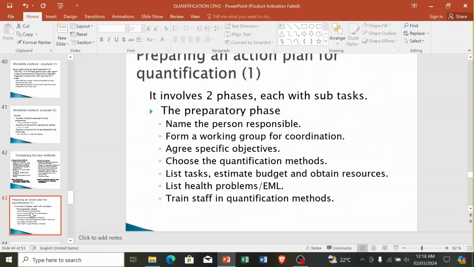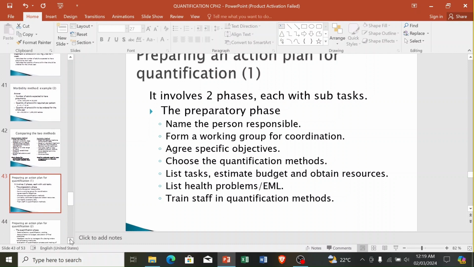Alright, so we see here prepare action plan for quantification. It involves 2 phases, each with subtasks. The first phase is the preparatory phase. Name the person responsible, form a working group for coordination, agree specific objectives, choose the quantification method, list tasks, estimate budgets, and obtain resources. List health problems, and then train staff in the quantification method.